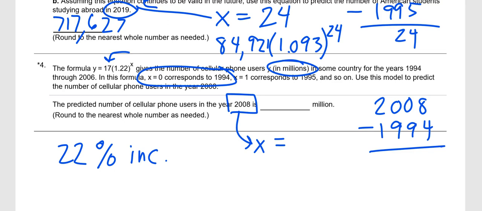Okay, 2008 minus 1994. How many years are we talking? 14. All right, so that's my X value there. You've got your equation. Start typing.